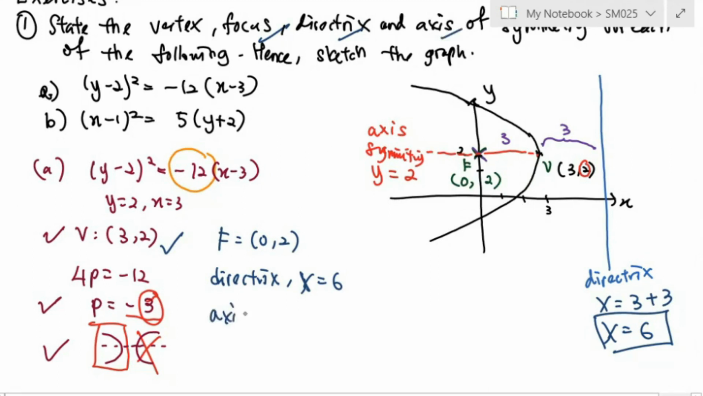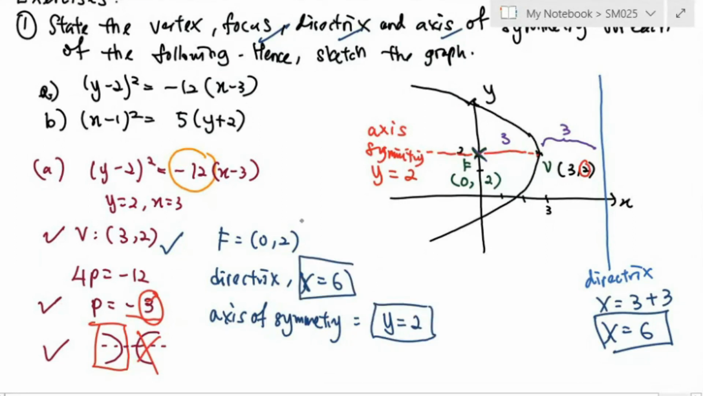So state out the axis of symmetry. The axis of symmetry is also an equation. So y equals 2. So this is equation form. This is coordinate form. That's all. Then we see our graph. Is it fully labeled? Okay, 0. Then parabola. So label your parabola. Okay, so that will be our first question A.